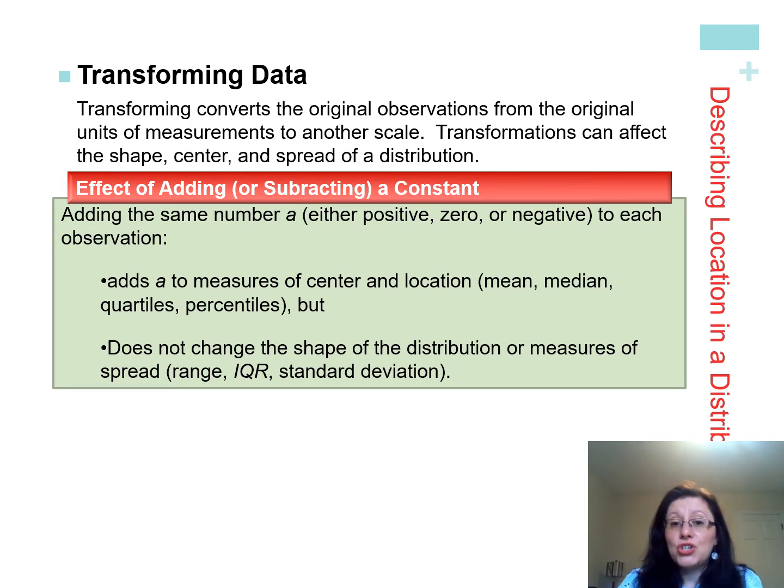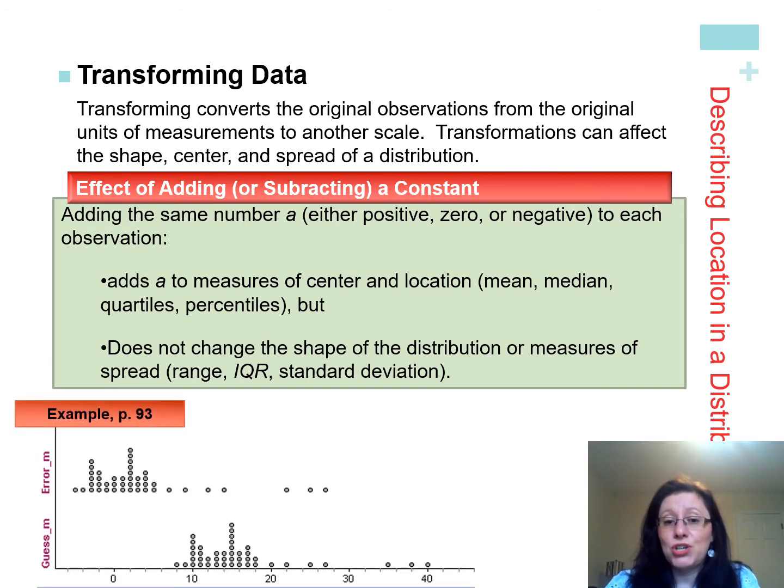So it changes location-based things like center, right? Max, min, median, quartiles, but it does not change the shape of a distribution. Here's an example, right? You just shifted the data up by adding a constant.